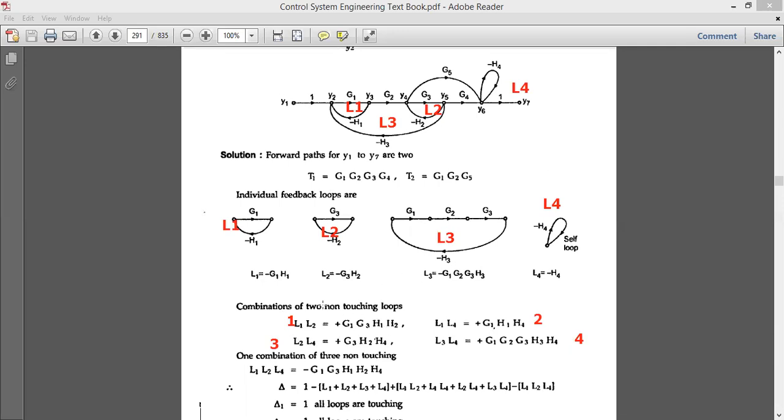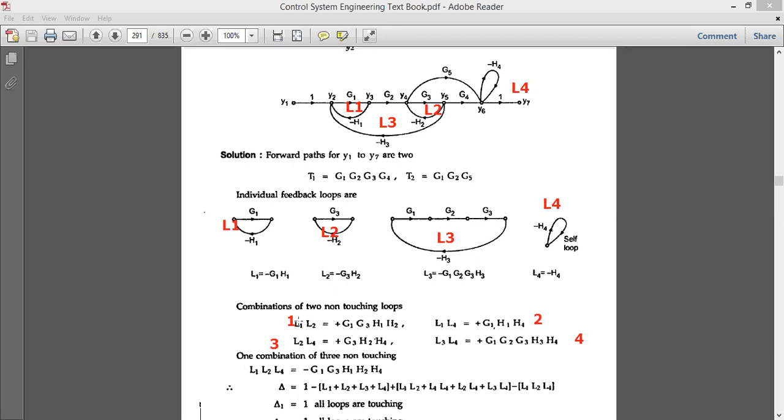How to find the 3 non-touching loops: compare 1 with 2, and you should not have any similarities. Everything should be different. Compare 1 with 2, 1 with 3, and 1 with 4. If you compare 1 with 2, you have a common G1 and a common H1. So 1 and 2 cannot be taken as 3 non-touching loops.